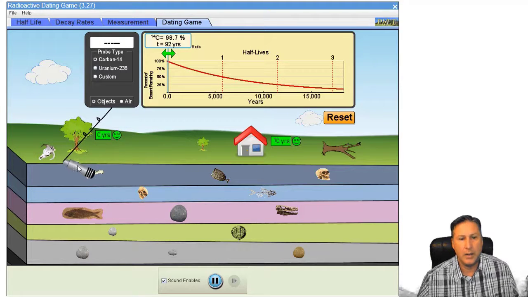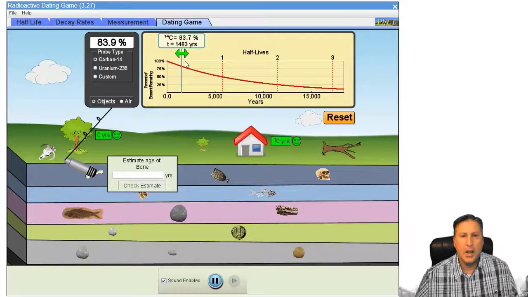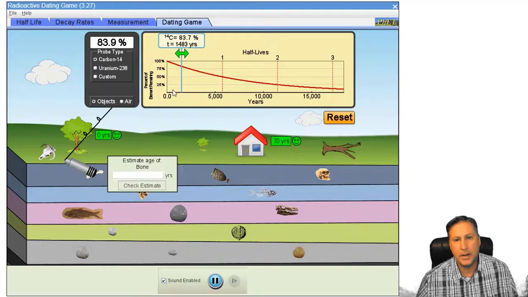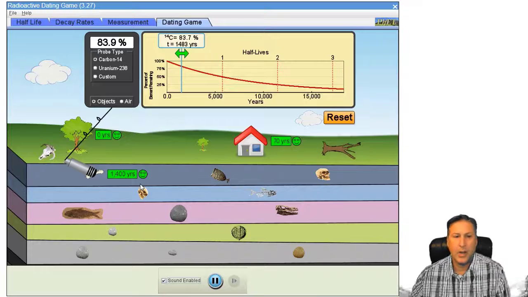All right, I can now figure out about when that animal died that produced that bone. Well, it's 83.9. Keep going. 83.7, probably as close as I'm going to get. So that's a little bit less, which means it's actually a little bit younger than this many years. So I'm just going to say 1,400 years. And I can check. Hey, I'm right on. Okay.